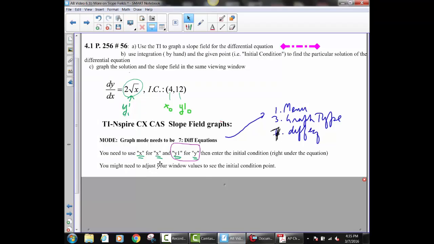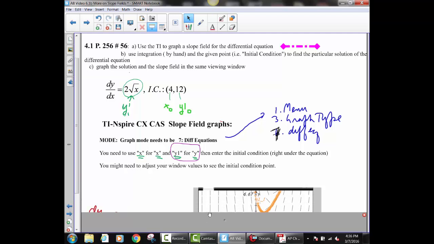All right. Now, you will use x for x. That's easy. But for y, you're going to have to use y1 unless you've gone to the next function, which is y2. Then you're going to enter the initial condition right under the equation. You might need to adjust your window values to see the initial condition point.